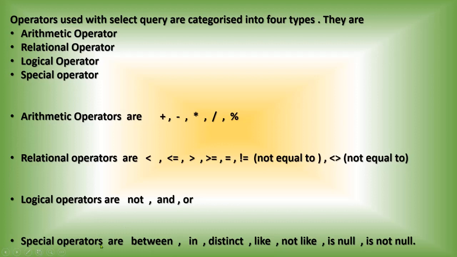And certain special operators are there. They are not symbols, they are keywords. They are certain words: between, in, distinct, like, not like, is null, is not null. We will study all these special operators in detail in the next class. Today we will study the arithmetic operators, relational operators, and logical operators.